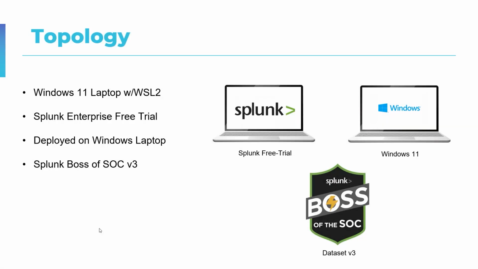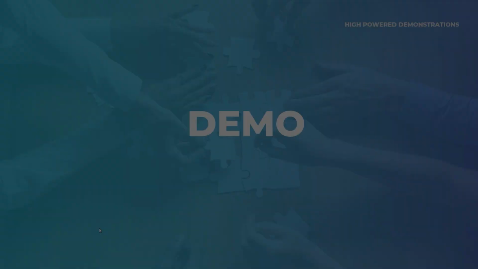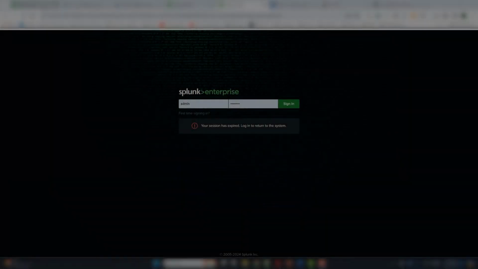So now let's talk about my topology. The great thing about this is that it is a very simple topology. I'm using a Windows 11 laptop and I've installed the Splunk Enterprise free trial on that laptop. I've also set up all of the prerequisite applications within Splunk that are required to run the Boss of SOC. And then I have installed the data set. The GitHub repository will provide all of the instructions for you to do that. And at the end of this demo, I'll provide that detail. So now let's get into the demo.